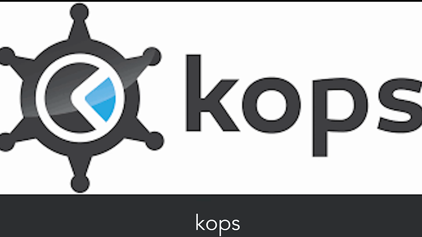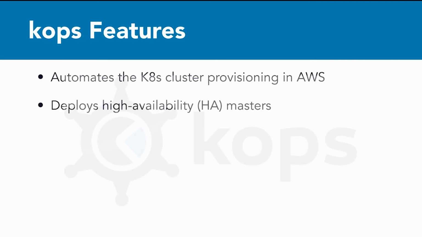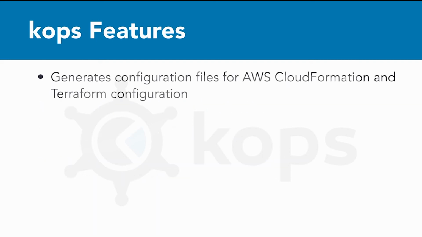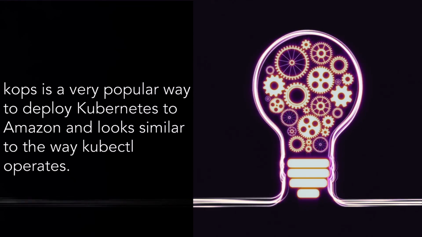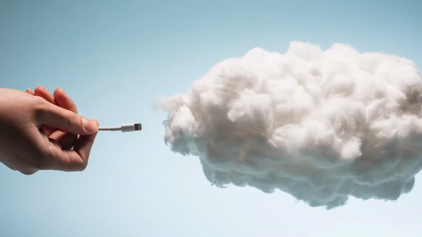Kops. If you're working in an AWS infrastructure and you're wanting to install a cluster, then Kops is the tool for you. Kops has a number of useful features. It automates the Kubernetes cluster provisioning in AWS. It deploys highly available masters, also known as HA. It permits upgrading with kubeup, uses a state sync model for dry runs and automatic idempotency. It generates configuration files for AWS CloudFormation and Terraform configuration, supports custom add-ons, and finally, uses a manifest-based API configuration. Kops is a very popular way to deploy Kubernetes on AWS and looks very similar to the way kubectl operates.